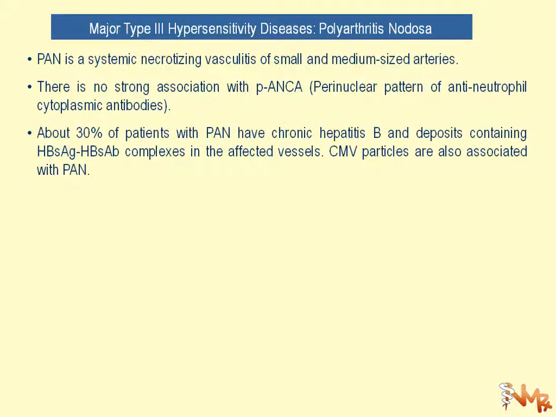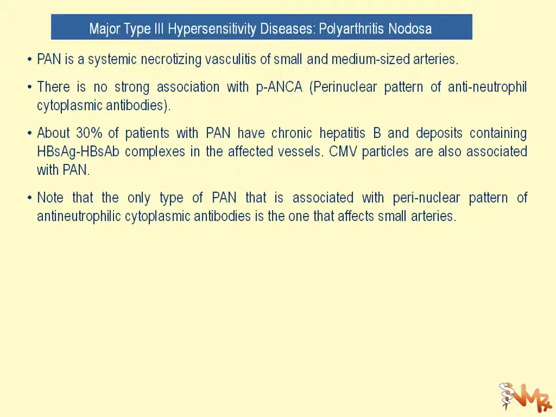About 30% of the patients with PAN have chronic hepatitis B and deposits containing hepatitis B surface antigen, hepatitis B surface antibody complexes in the affected vessels. Cytomegalovirus particles are also associated with PAN. I want you to note that only one type of PAN is associated with perinuclear pattern of anti-neutrophilic cytoplasmic antibodies. That particular version of the PAN affects mainly small arteries.